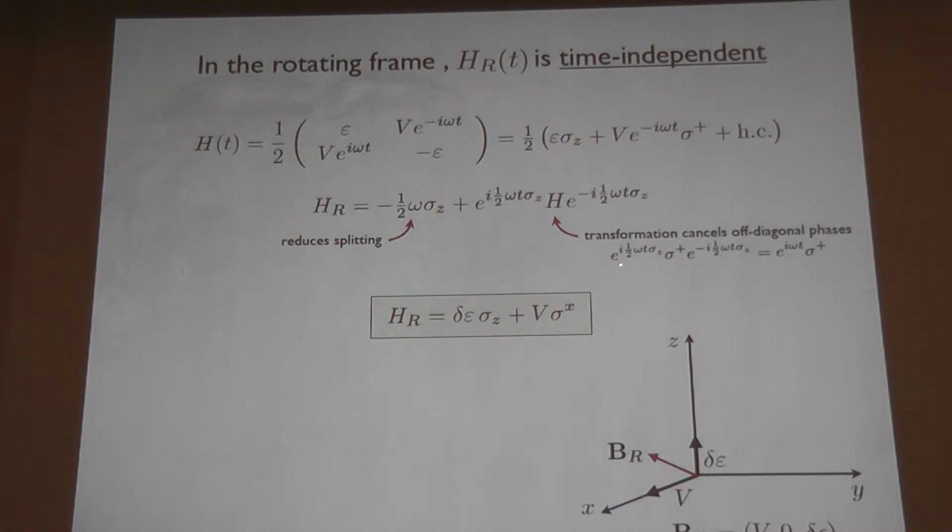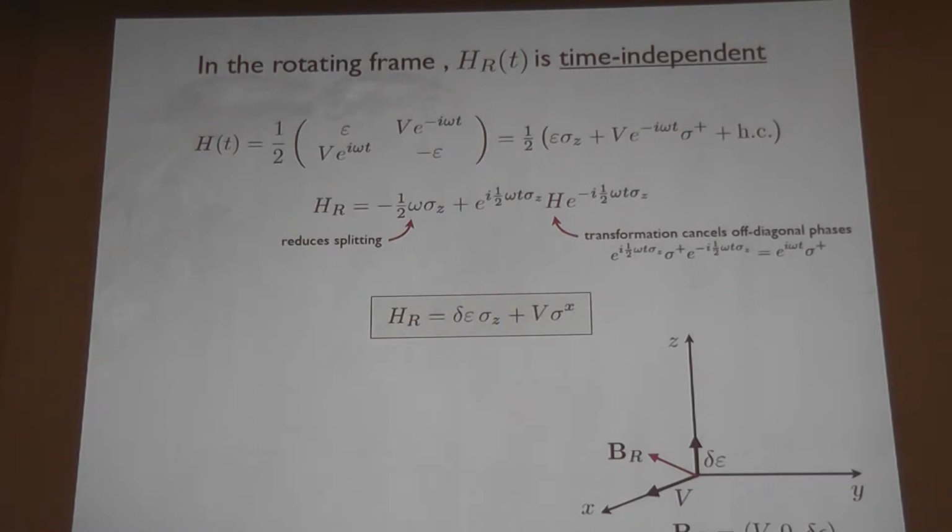And you'll see that when I sandwich, say, sigma plus by the transformation, I get e to the i omega t sigma plus. And if I come back here, this is my sigma plus term. There was already an e to the minus i omega t, it'll cancel, and so I just get constant v sitting there. Here is my Hamiltonian in the rotating frame.